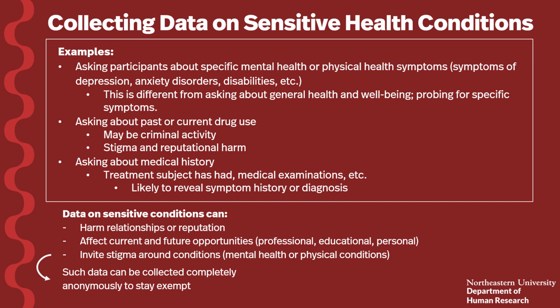An important example to bring up here would be asking about past or current drug use. This data can often push a study outside of the exemption scope, as it can possibly harm reputations, relationships, affect current and future opportunities, or even probe for data that can have legal or civil consequences for the participant.